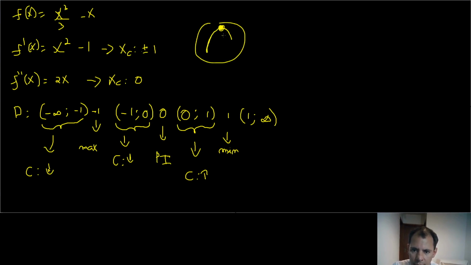You have a concavity down here and a concavity down here, with a tangent of 0. That means that this point is a maximum. And this point right here is the -1 point, x equals -1.